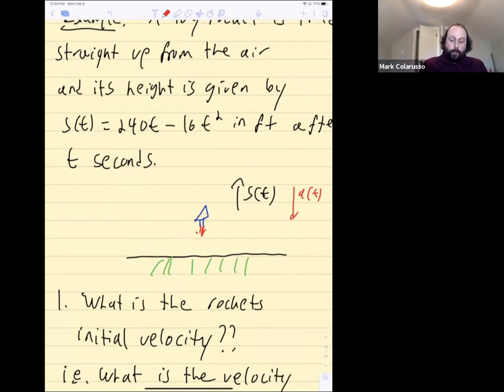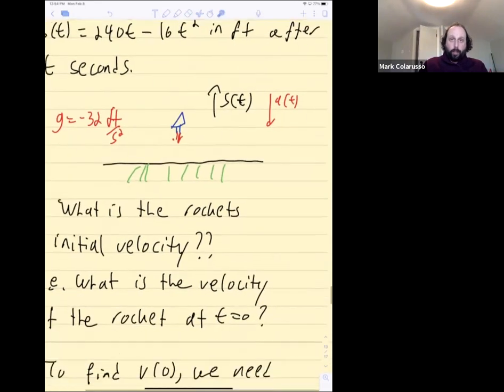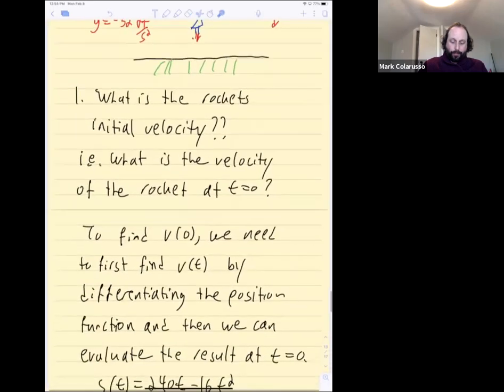And that value, minus 32 feet per second squared, is what's called in physics the little g. It's the acceleration due to gravity, and that acts downward to pull the rocket back to the ground. So the acceleration is acting in the negative direction against the initial motion, and it's going to slow the rocket down over the course of its motion and cause it to fall back to Earth. And it's exactly the acceleration due to gravity which is pulling that rocket back to Earth. So that's what's going on.